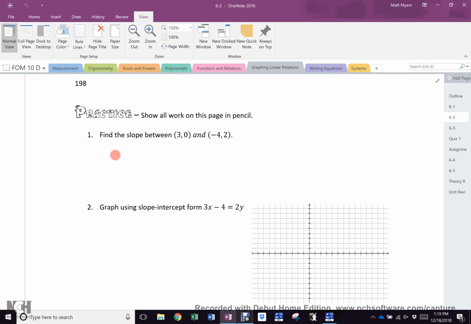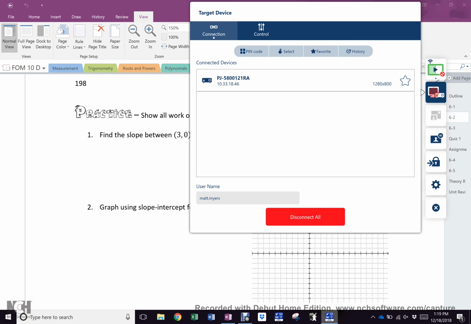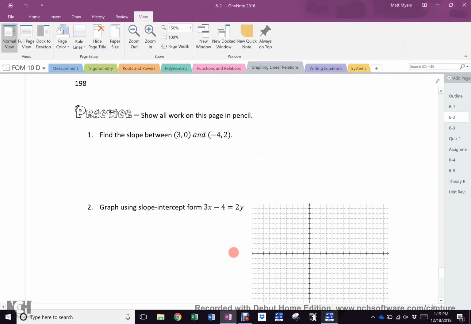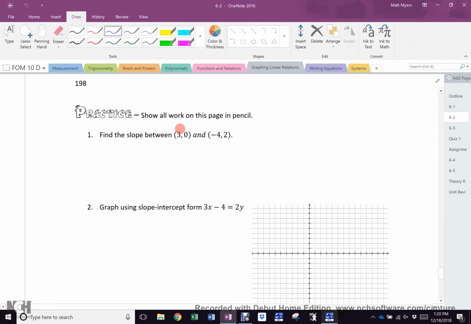Then you would still get negative 2 over 7, which is the same thing. If you did it the other way and you switched those up, you would have had m equals 0 minus 2 over 3 minus 4, which would be negative 2 over positive 7, which is the exact same thing.